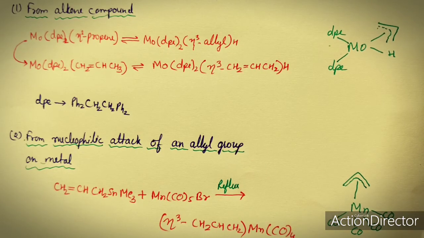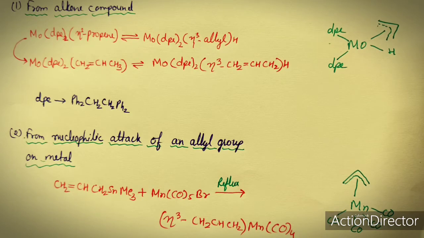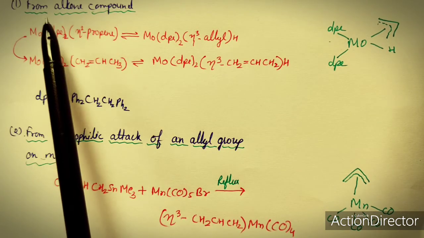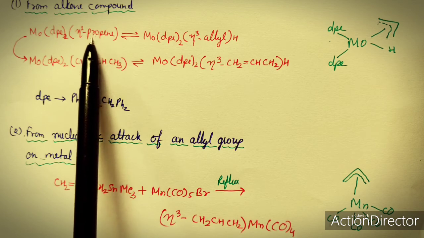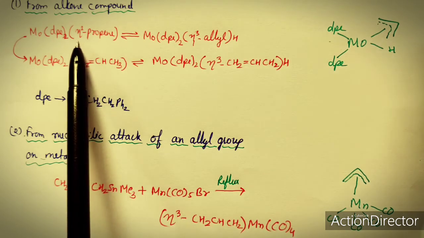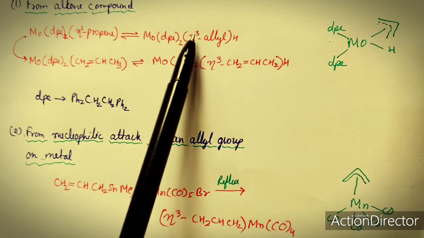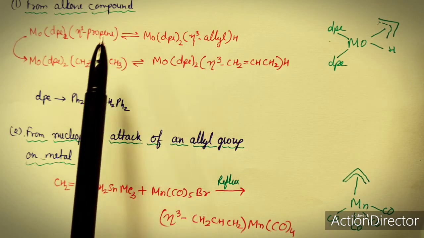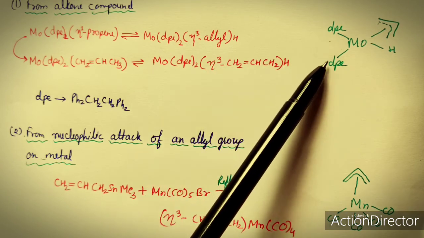Now we will discuss the preparation methods of metal allylic complexes, and there are four main methods. I have taken only four general methods which are helpful in the preparation of metal allyl complexes, and this first one is the synthesis of a metal allyl complex from alkene compounds. This is an alkene compound, propene. It is eta 2 propene, because it is only a two electron donor, and it can be represented as a bihepto ligand. This is in equilibrium with this complex, and you can see that one hydrogen is directly attached to this molybdenum, and an eta 3 allyl complex is formed. So from simple propene or an alkene compound, an allyl complex can be formed. So this is the allyl complex.